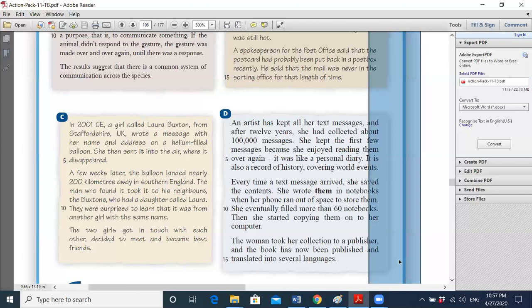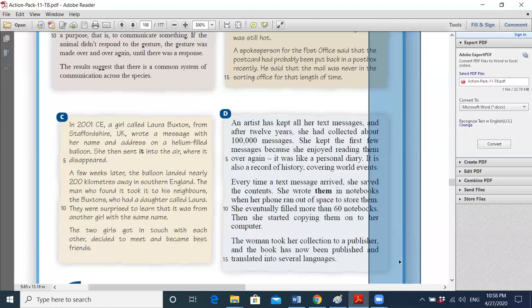She kept them in her phone, and when her phone memory was full, she started copying her messages on notebooks. And she filled 60 notebooks. Can you imagine? Then she started copying them onto her computer. Finally, what happened? The woman took her collection to a publisher, and the book has now been published and translated into several languages. So she took the notes that she copied on her computer to a publisher.